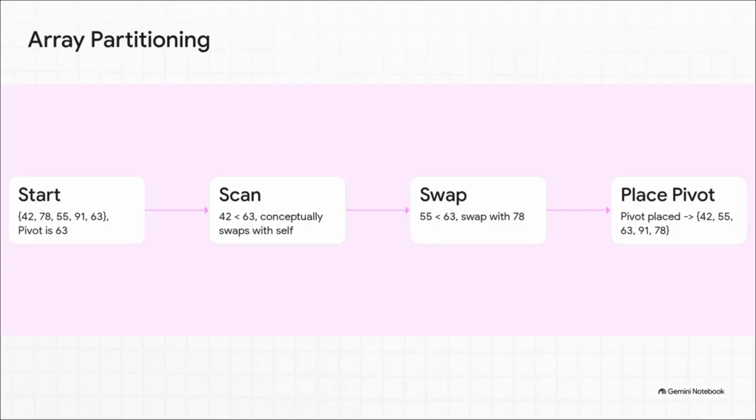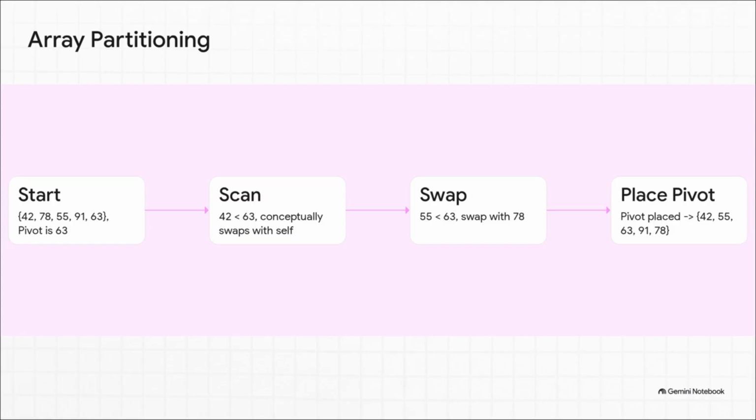Okay, now we reach the absolute star of the show, array partitioning. Let's partition our original array around the last element, the pivot, which is 63. We scan from the left. 42 is smaller than 63, so it conceptually swaps with itself to stay safely on the left side. 78 is not smaller. 55 is smaller, so we swap it with the 78.